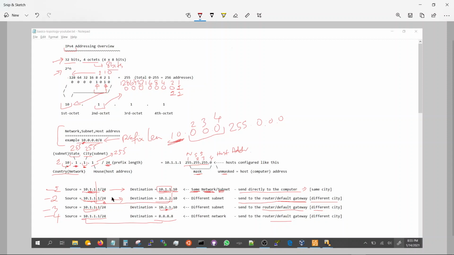So that's why you mask: you tell your computer whether the destination is on the same network or not on the same network. That's how the computer decides whether to send it to the default gateway or not. If all of your communication is on the same network, you do not have to configure default gateways at all. That is a brief overview of how IP addressing and masking works.